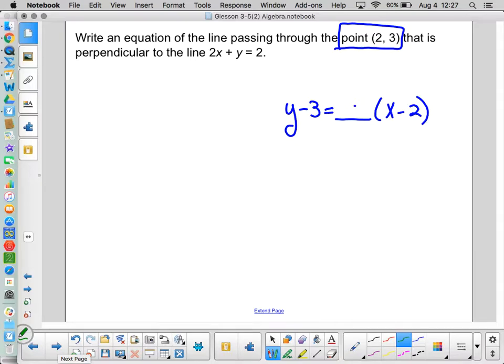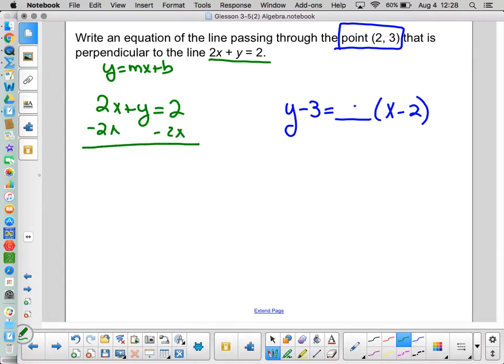The line we're given is 2x plus y equals 2. The problem is I cannot read the slope when it's not in slope-intercept form. That equation is not in slope-intercept form, so I can't just directly read the slope of the line. I have to rearrange this into that y equals mx plus b form before I can read the slope. So I've got to do a little bit of a manipulation of this equation to get it that way. Fortunately for us, it's a pretty easy manipulation. I'm going to get y equals negative 2x plus 2, so the slope of this line is negative 2 from right there.